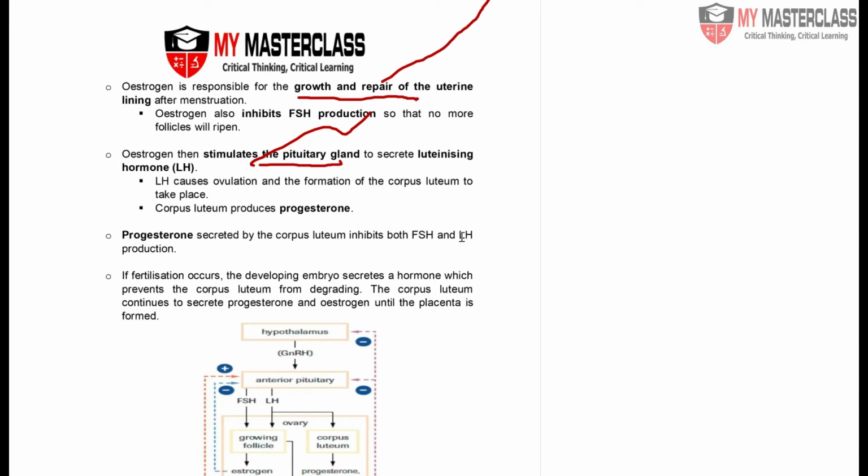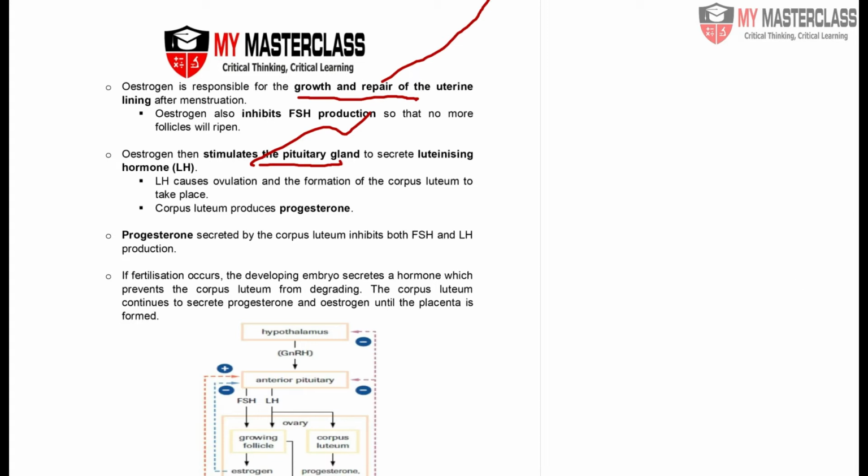Recall FSH was initially inhibited by estrogen. Once FSH is inhibited by estrogen, that will prevent a second ovulation from taking place. At the same time, it will also inhibit LH. The main purpose of LH is to cause ovulation. So now the body is doubly sure that there will be no second ovulation taking place.